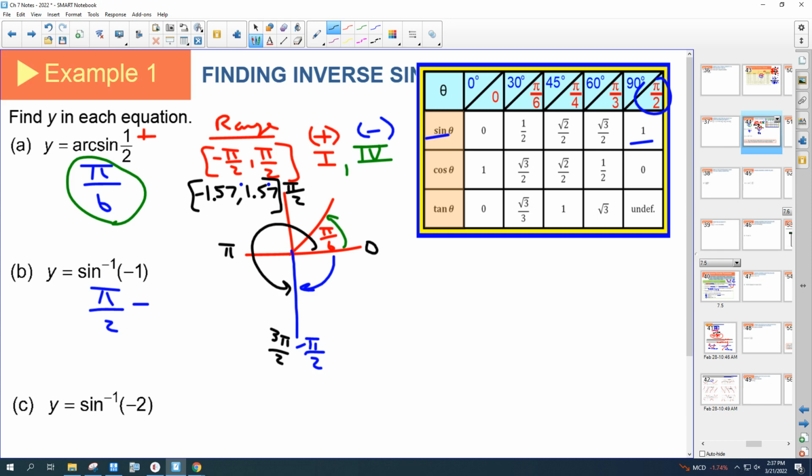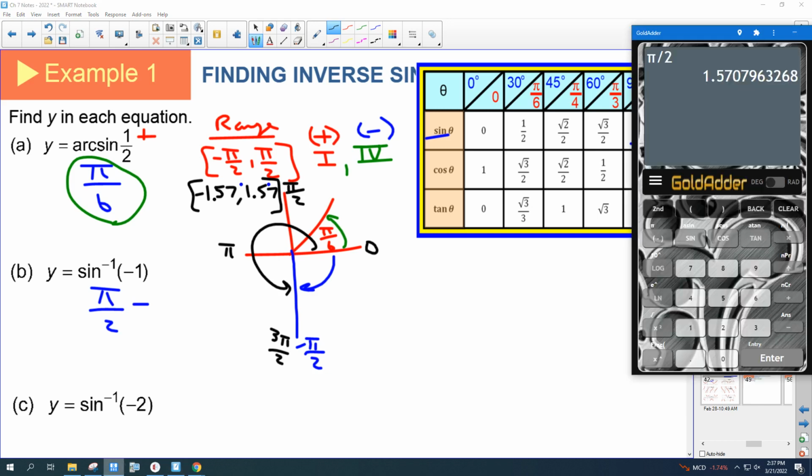And so if you tried 3 pi over 2, oh, that's out of bounds. 4.7 is out of bounds. You have to have a number between negative 1.57 and positive 1.57. That's not going to work.